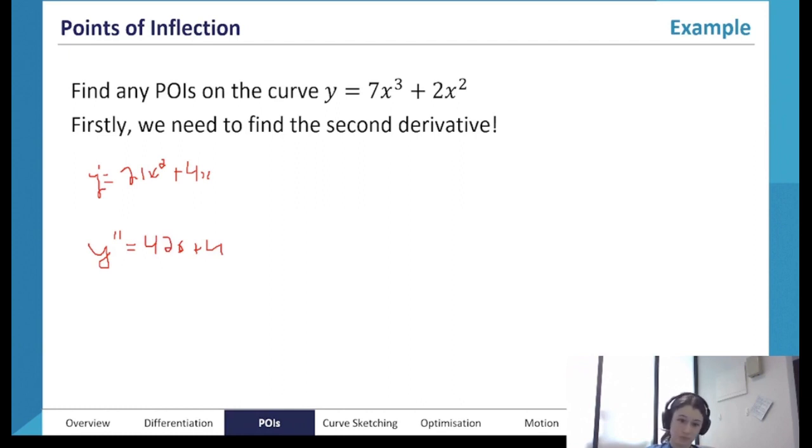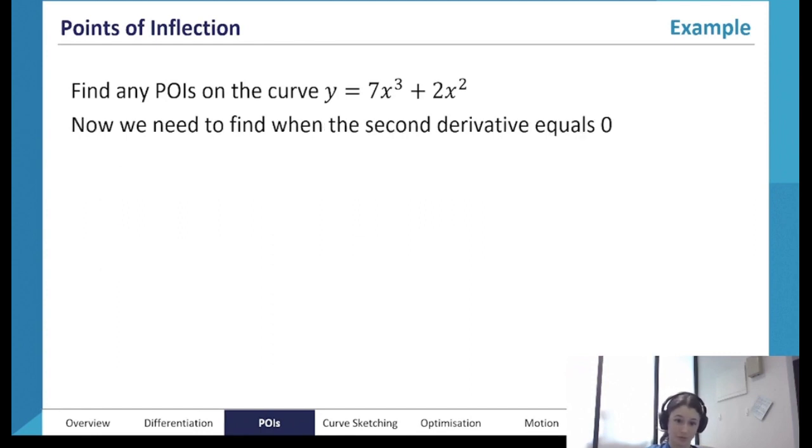Okay. Now we need to find when the second derivative equals 0. So we're going to have 0 equals 42x plus 4. So x equals negative 4 divided by 42, which is going to give us negative 2 over 21. So this tells us the x value of a potential point of inflection. This was the first requirement satisfied.